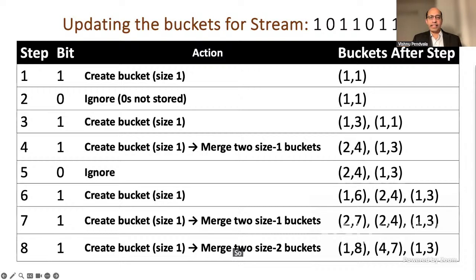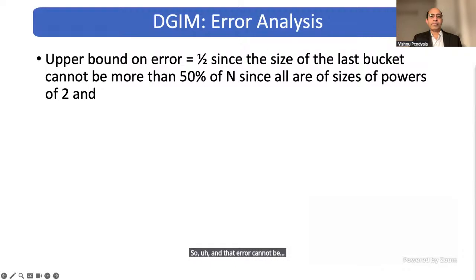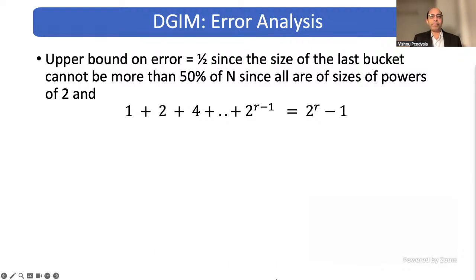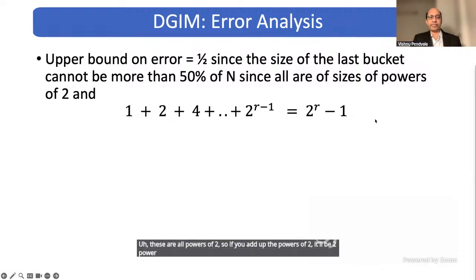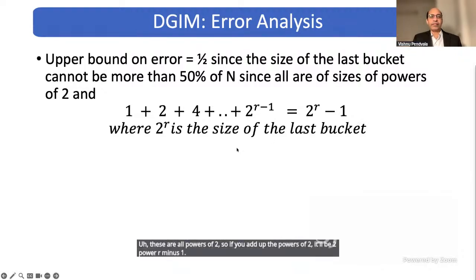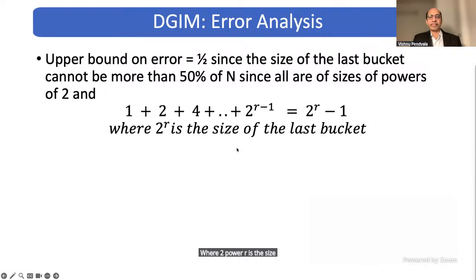And that error cannot be more than 50% because we are counting 50%, and these are all powers of 2. So if you add up the powers of 2, it will be 2 power r minus 1, where 2 power r is the size of the last bucket.